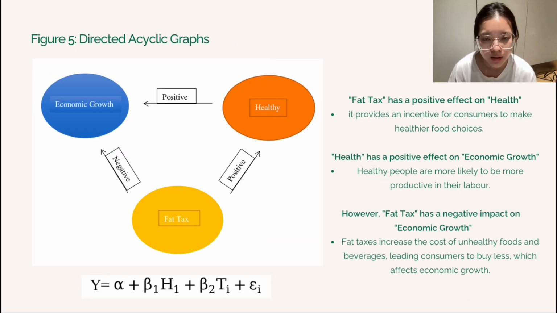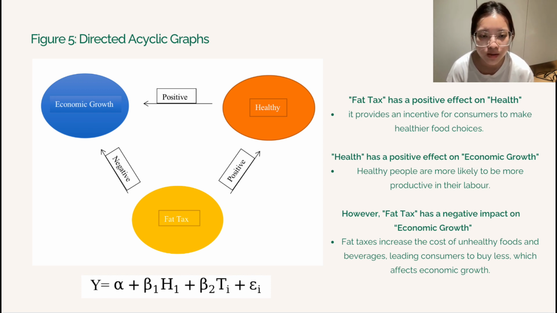Question 5 uses a directed acyclic graph to explore the impact of an obesity tax. The DAG is used to illustrate the causal relationship between the variables. As you can see from the figure, the DAG represents fat tax, health, and economic growth. The arrows from fat tax to health and economic growth indicate the causal effect of tax on these variables. The fat tax has a positive effect on health because it provides an incentive for consumers to make healthier food choices.